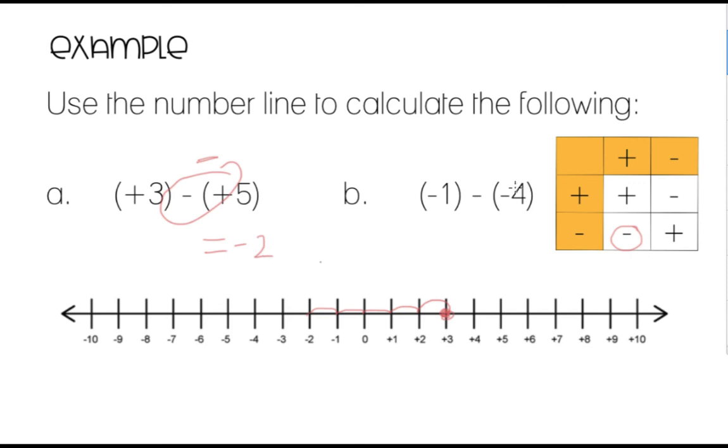Now over here we have a negative and a negative. A negative and a negative will give us a positive. So we replace this with a positive and we end up with negative 1 plus 4. So I might change colours so that we can clearly see, maybe a blue. So negative 1 is here. Negative 1 plus 4 goes 1, 2, 3, 4. So we end up at positive 3. So the answer here is 3.